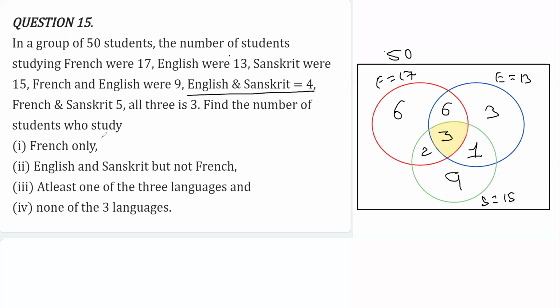The first part is French only. So French only is how much? 6, because this is the region for French. So this is 6 from the Venn diagram.